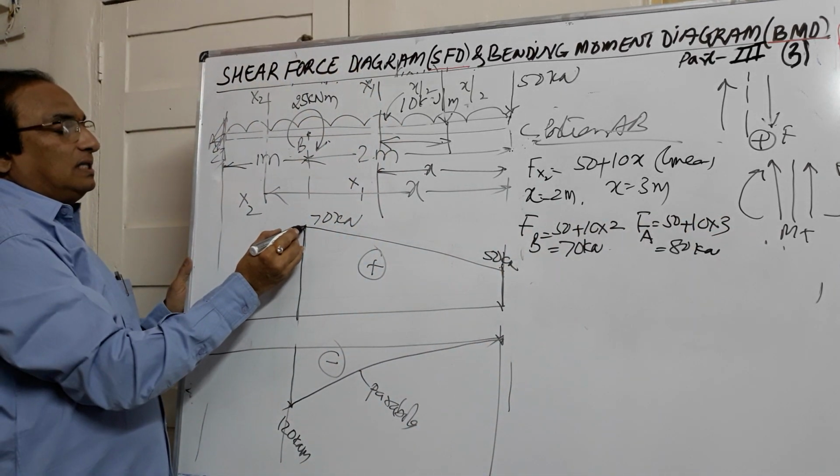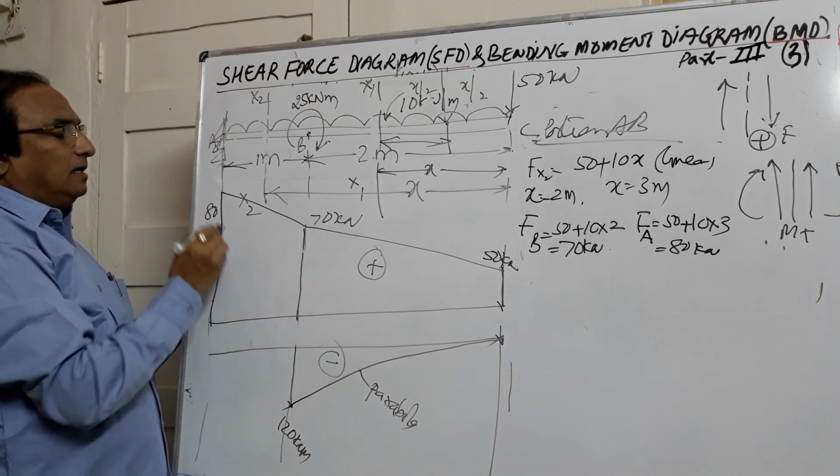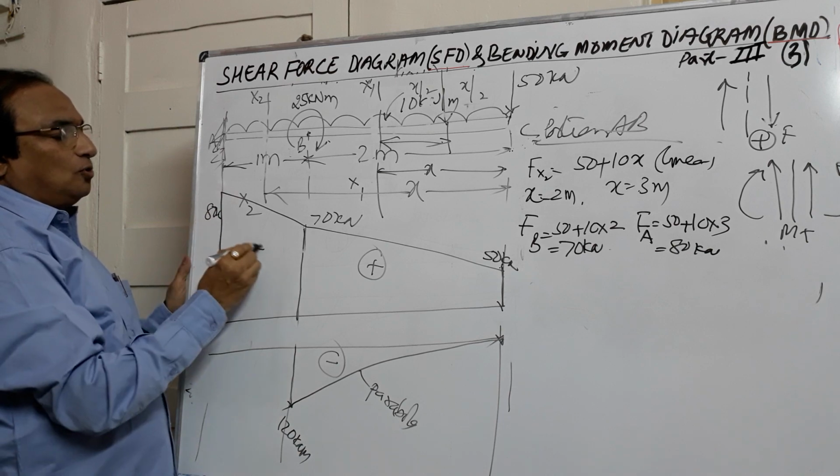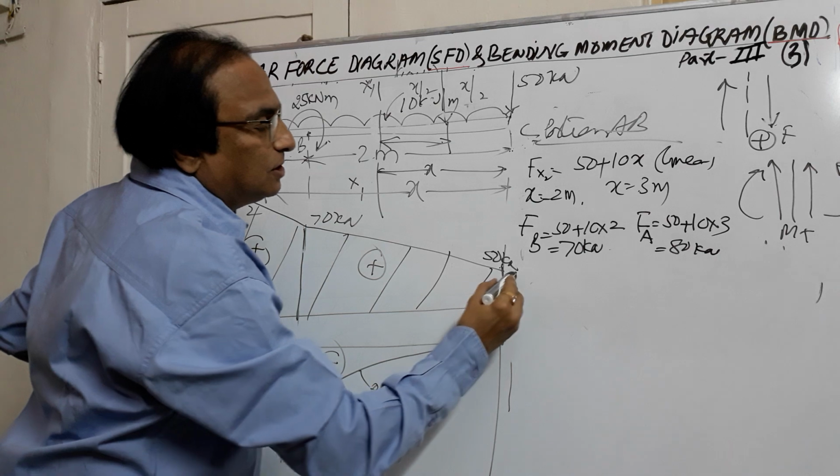So 70 is already there, so let us draw another ordinate here. This is here 80 kilonewton, so this is positive. So this whole diagram is the shear force diagram.